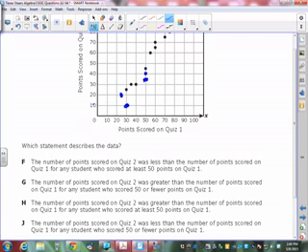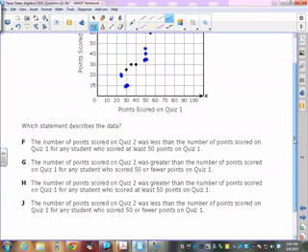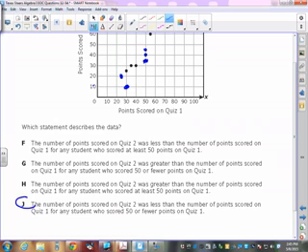So all the way up to 50, you'll see that the points for quiz 1 here was 50, but it was less than 50 here. So your answer would be J. Number of points scored is going to be less than the number on quiz 1 for any student who scored 50 points or lower on quiz 1.